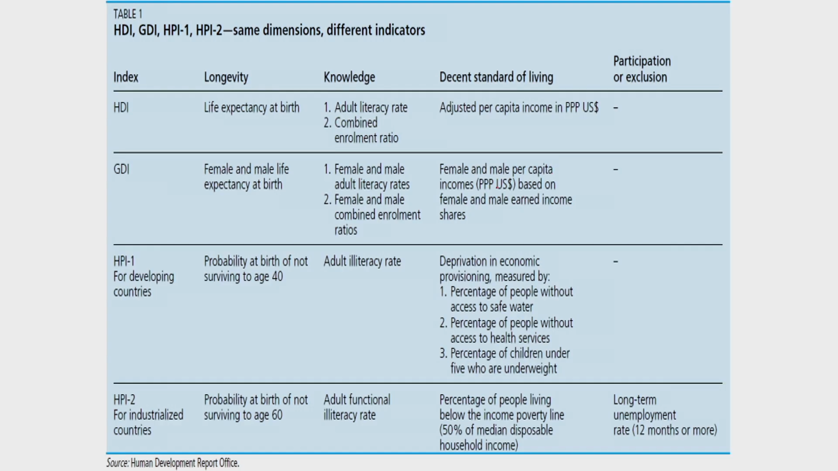So, the longevity indicator for GDI is female and male life expectancy at birth. It basically tells us what is the difference in life expectancy at birth of a female with respect to the male counterpart. Knowledge: female and male adult literacy rates, and female and male combined enrollment ratios. For decent standard of living: female and male per capita incomes based on female and male earned income shares.